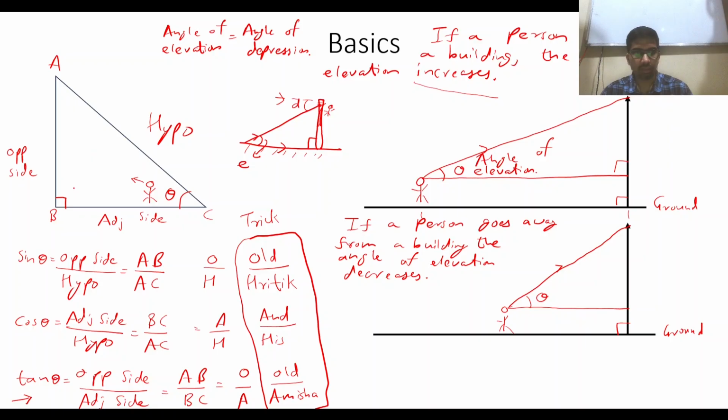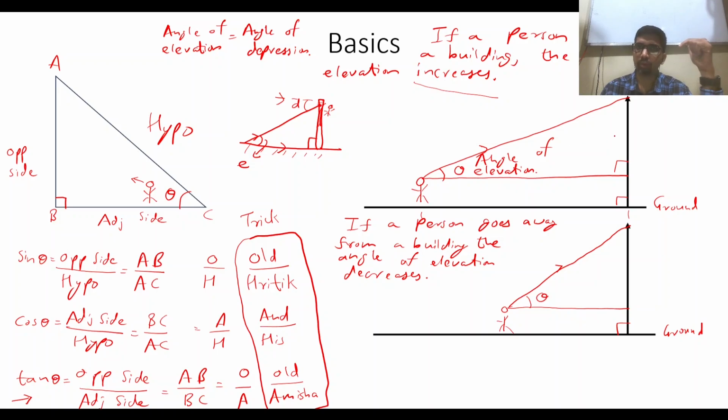So I'll revise again. Sine, cos, tan are the basic main definitions of trigonometry. Sine theta means opposite side upon hypotenuse. Cos theta means adjacent side upon hypotenuse, and tan theta means opposite side upon adjacent side. The trick is this: old Ritik and his old Amisha.